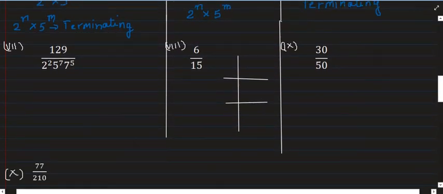Now in the seventh one, the denominator is already given in the prime factored form, but as you observe, in the denominator we have 7 raised to the power 5 also. So it means it will have a non-terminating and repeating decimal expansion.